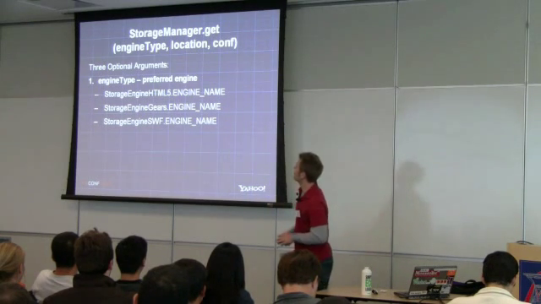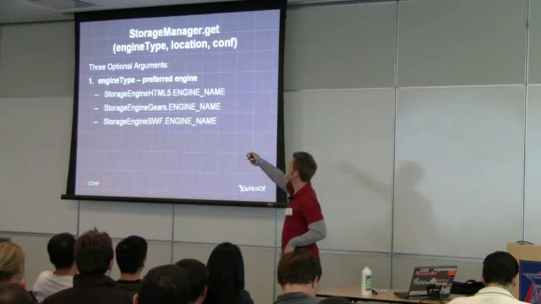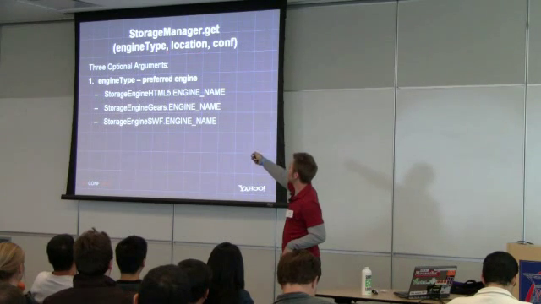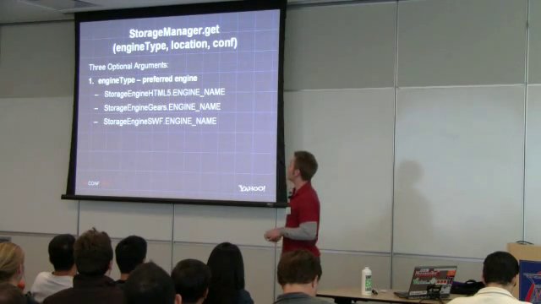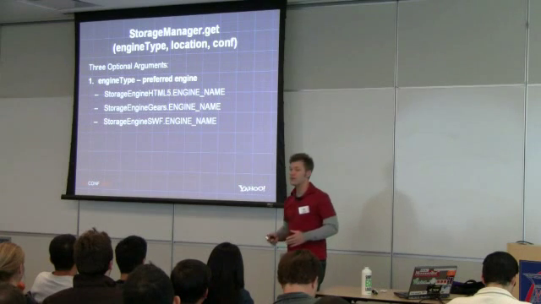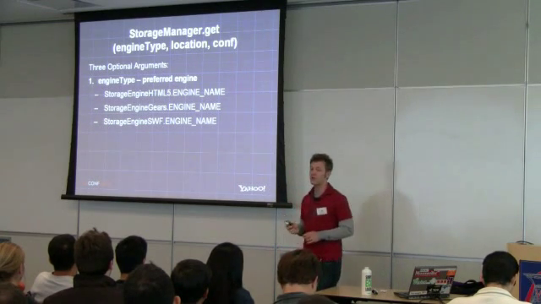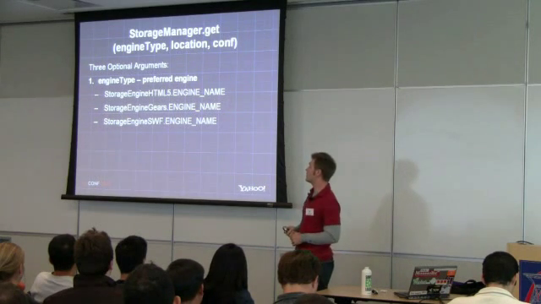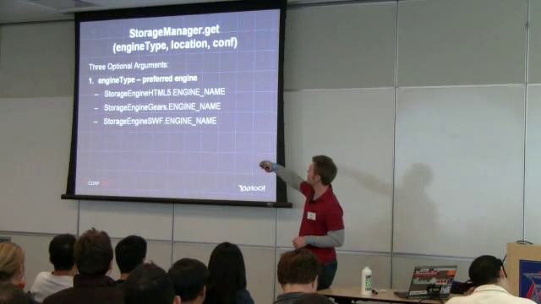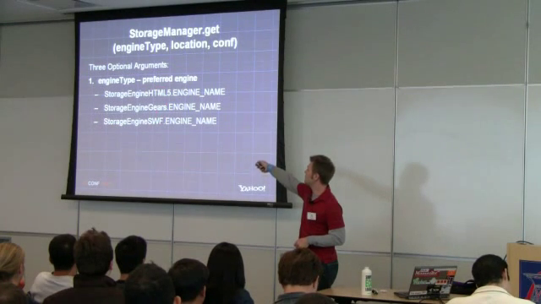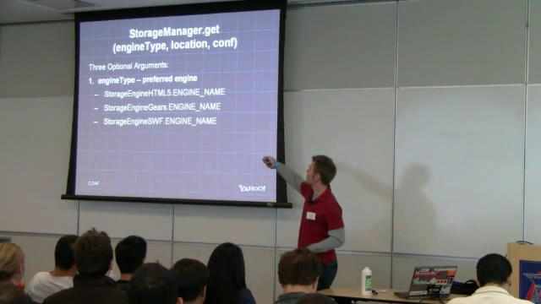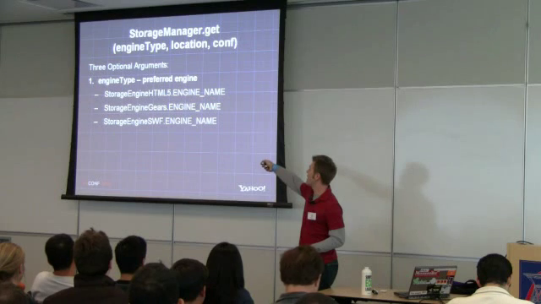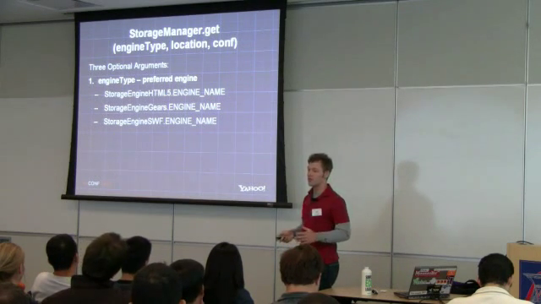So when you call storagemanager.get, there are three arguments you can pass in. The first argument is engine type, and this is your preferred engine type. It's going to be the first one that's tried if you pass in this optional argument. And there are the three different types of engines you can use. You want to pass in the engine name, which is a constant attached to all of the storage engines.